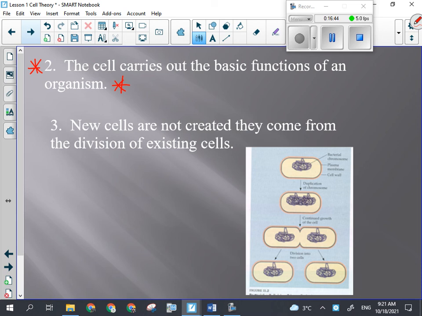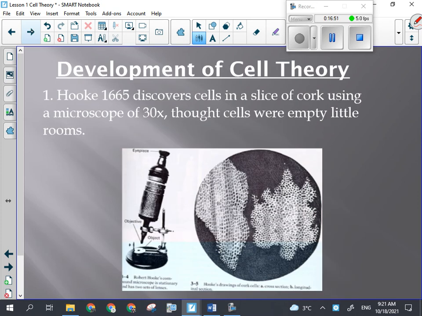Okay, so those are the 3 points of the cell theory. Everybody good with that? Okay, let's talk about the important people. First important person, the person to discover cells.